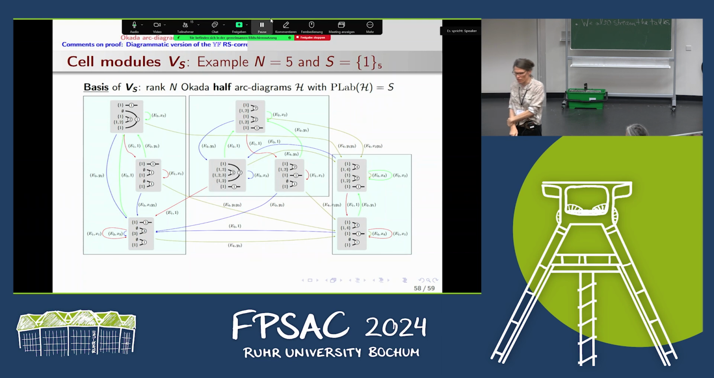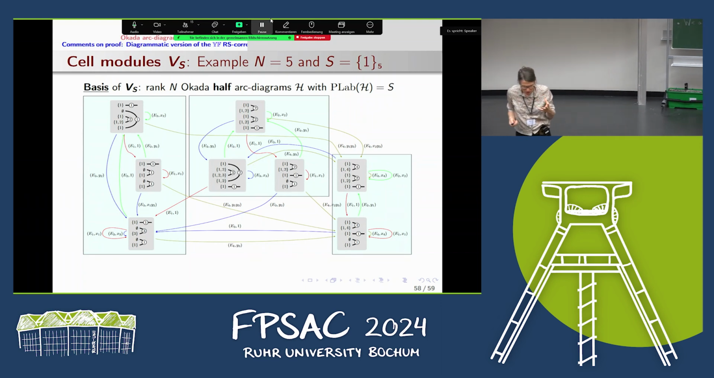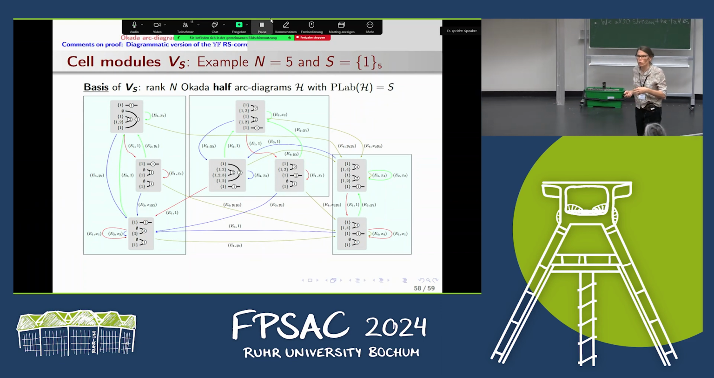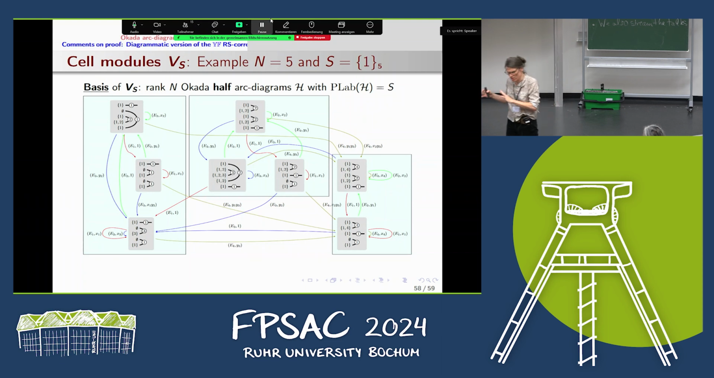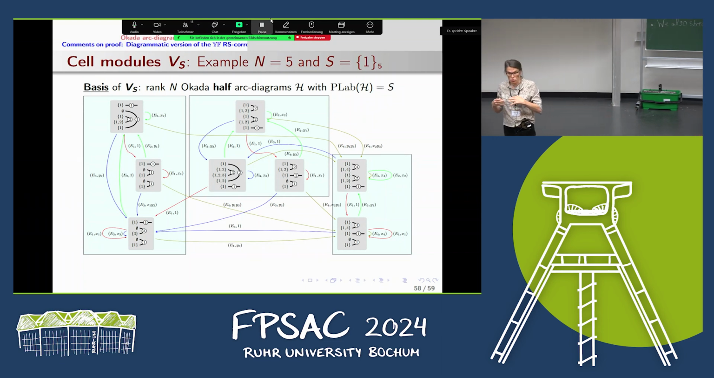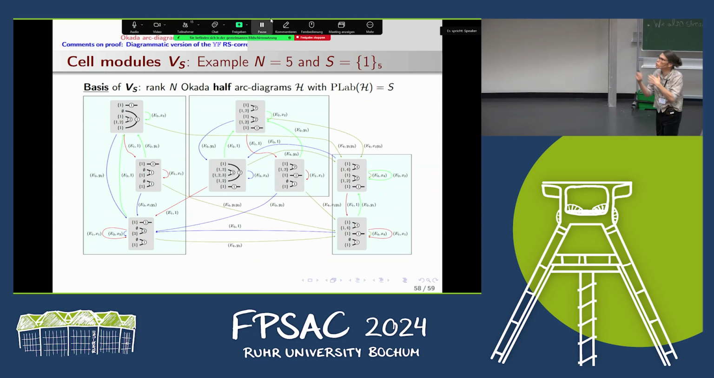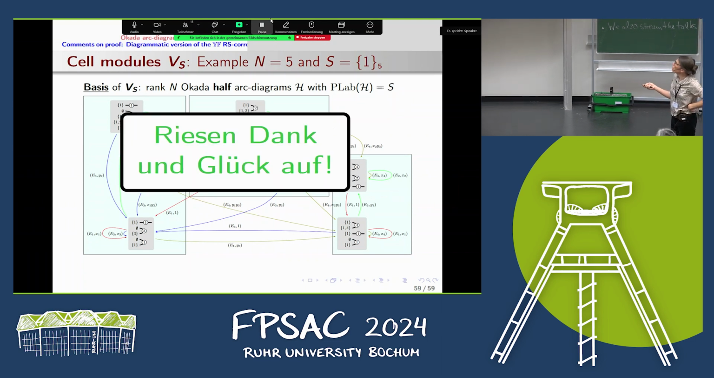I mean, there are many other things. Right now, we're working on using this diagrammatic setup to, for example, find a semi-normal basis for the Okada algebra, and also trying to solve an outstanding problem, which is kind of where I started from, which is to find the Jucys-Murphy elements for the Okada algebra. And I think this will afford us an approach to it. So I think I'll end.